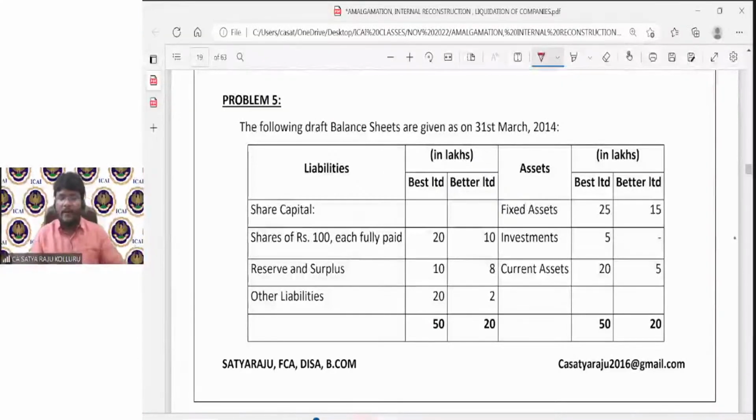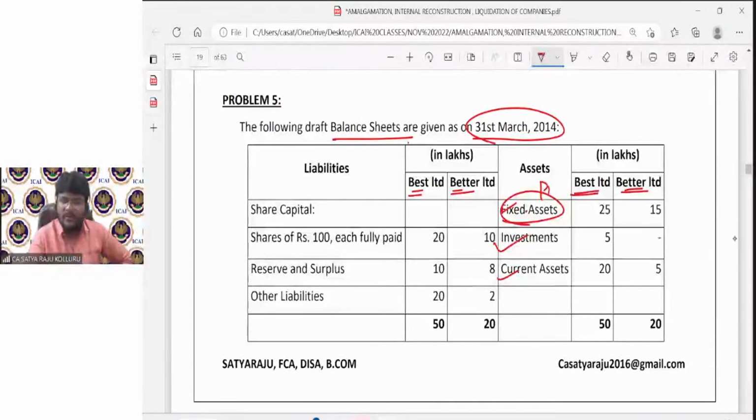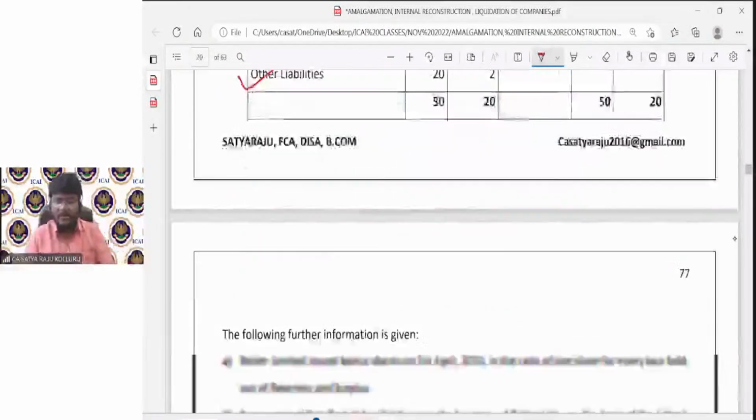Okay, fine. All of you, please come to problem number 5. The following draft balance sheets are given as on 31st March 2014. Here 2 companies are there, one is Best Limited and the other is Better Limited. Fixed assets, investments and current assets are there. Now you can replace the fixed assets with PPE, guys. Nowhere is there a place for fixed assets in the books of accounts. Share capital was given with face value 100, reserves and surplus are there, and other liabilities are there.